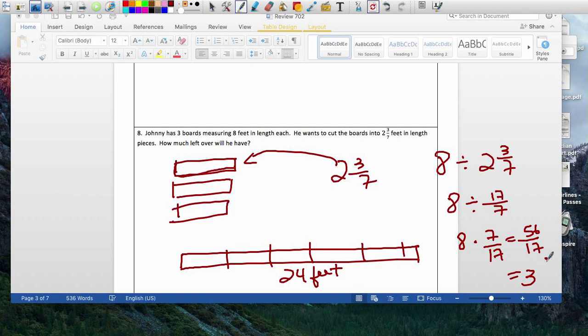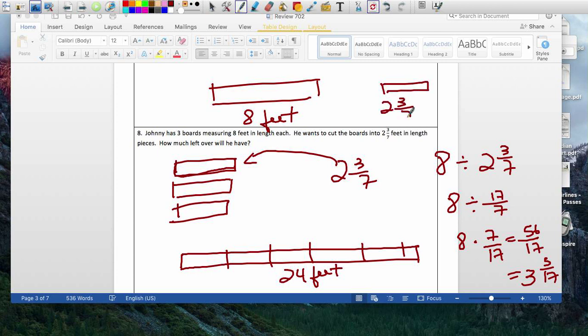5 over 17. So if this measures 8 feet, and you want to cut it into 2 3/5 feet pieces, you can do that 3 times. You're going to have 1, 2, 3, and you're going to have a little bit left over. So the real answer would be, in every 8 feet board, you can cut 3 of these pieces that measure 2 3/5.